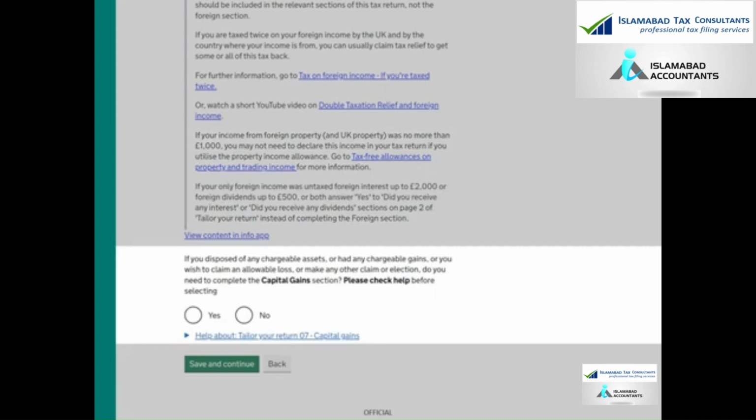Before answering this question about capital gains, again, you should read the guidance. It tells you when you need to report capital gains, how to work out the value of the assets you disposed of, and what to include or ignore.